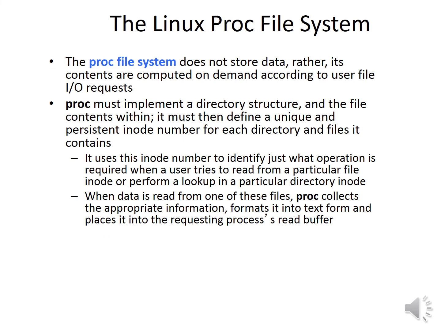The proc file system does not store data; rather, the contents are computed on demand according to user file requests. It implements a directory structure. It uses an inode number to identify what operation is required when a user tries to read from a particular file inode or perform a lookup in a particular directory inode. When data is read from one of these files, proc collects the appropriate information, formats it into text form, and places it into the requesting process's read buffer.